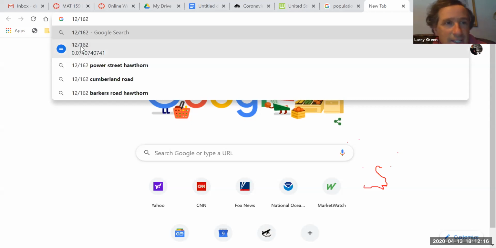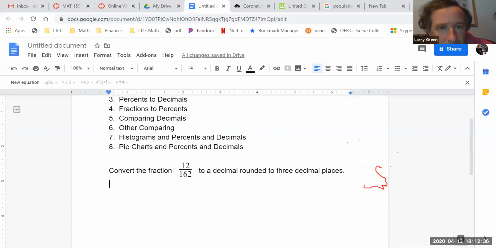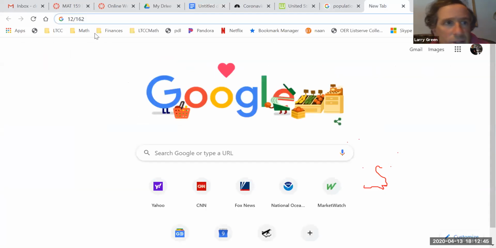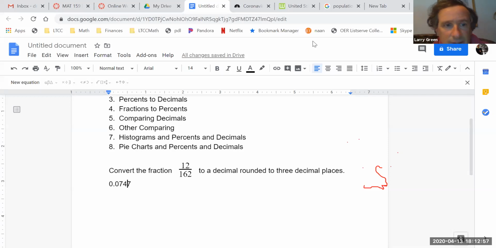And notice it gives you a lot of digits. 0.07474. I'll just write that many. That's enough. So the first thing is 0.0747. There might have been some more. 0.074074. Okay, is that the answer? What do you think? Any thoughts?